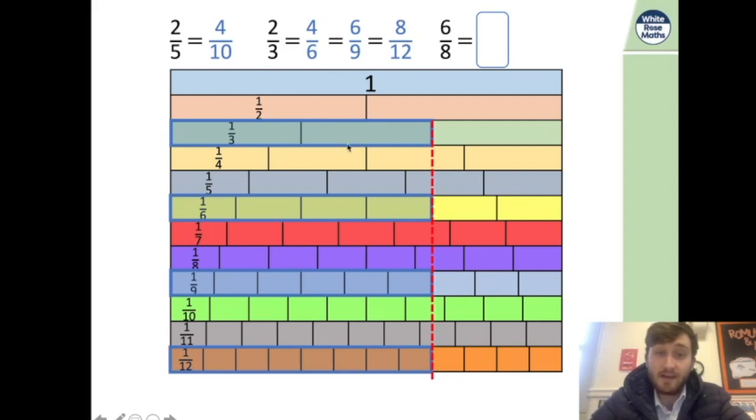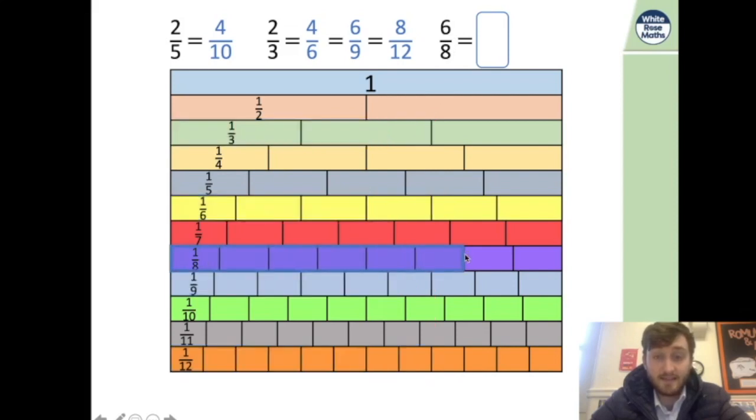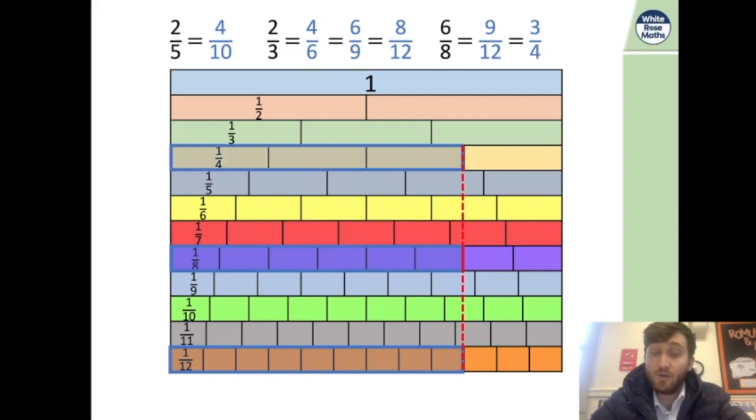And then finally, looking at my denominator, eighths. I can then go over to 6/8. Can I go up and down? Absolutely can. I can go down to my twelfths. 2, 4, 6, 8, 9 twelfths. But then I could even go up to 3/4.